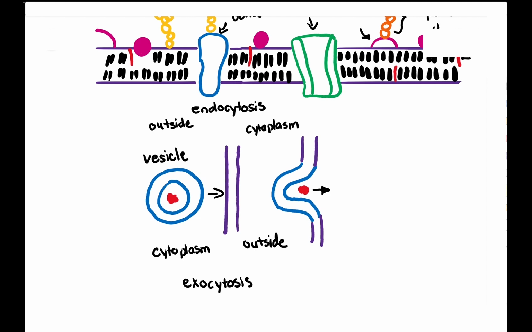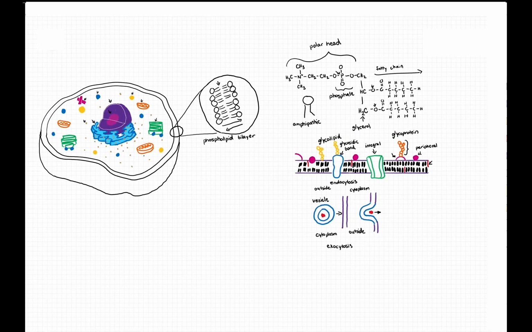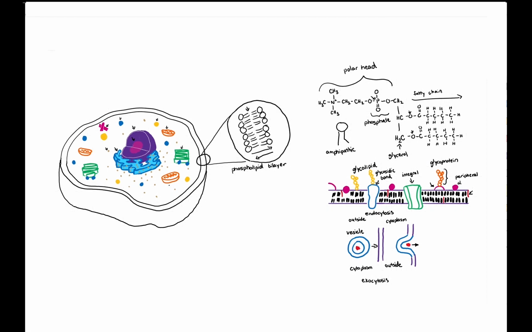So now we've kind of gone through the different functions and parts of the cell membrane, and at this point, let's go over a summary of what we've learned. So the cell has a selectively permeable cell membrane that is made up of a phospholipid bilayer. But within this phospholipid bilayer, you have many different structures. So you have cholesterol, different types of protein, including integral and peripheral proteins. You also have glycolipids and glycoproteins, which allow for cell signaling or cell-to-cell recognition.